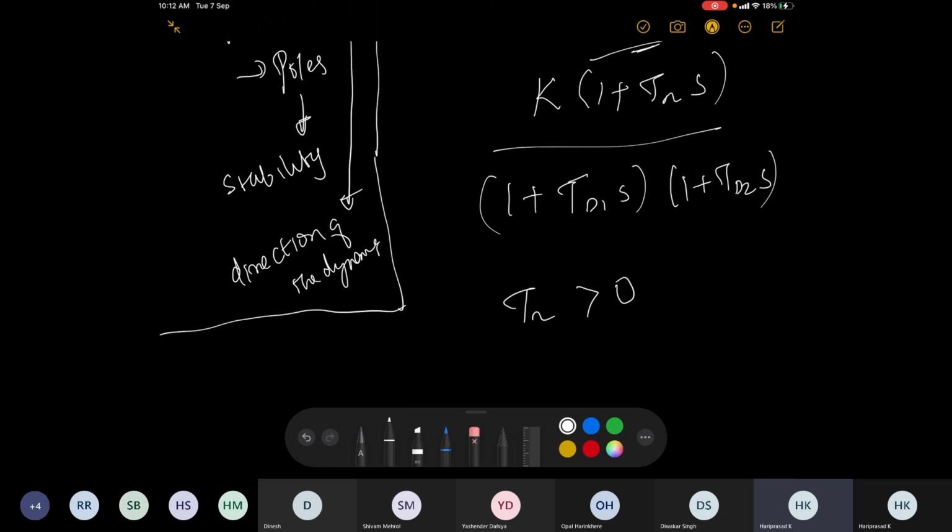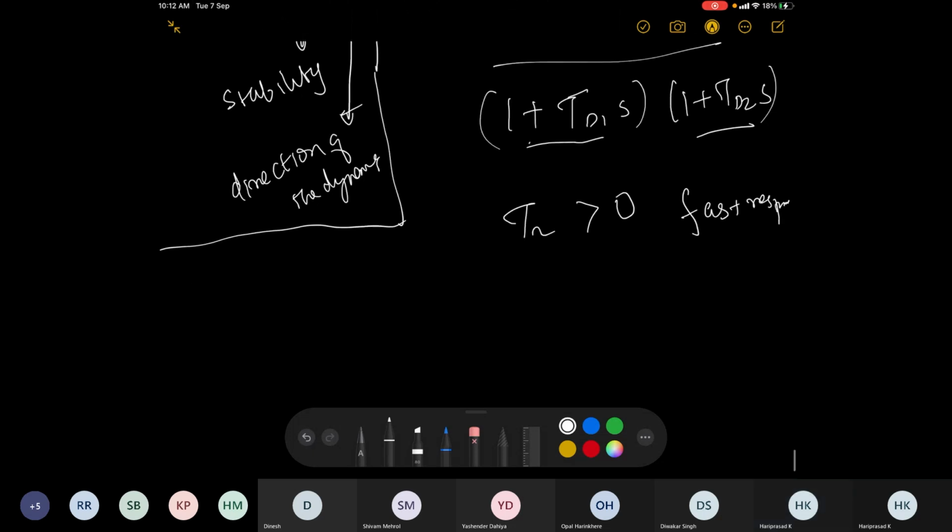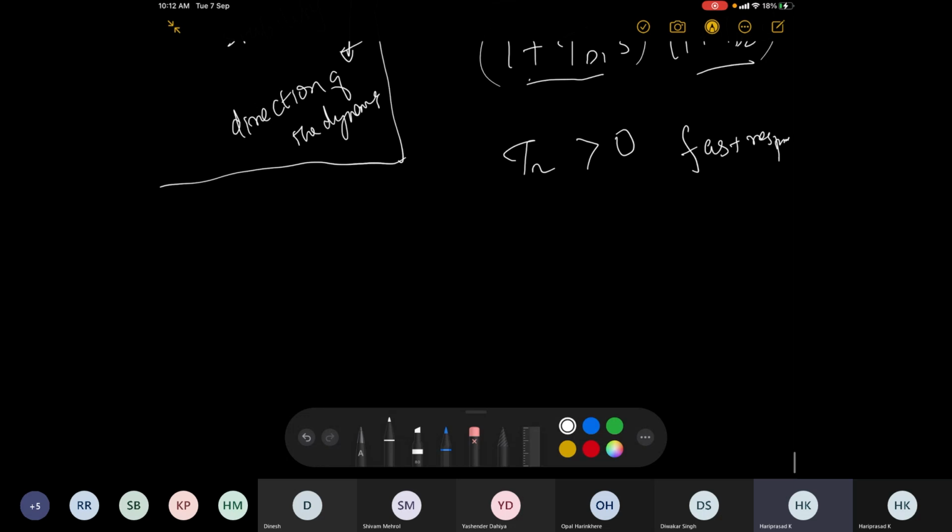Okay, you have to look at the form. We are writing in exactly the same form as that of the denominator, 1 plus some tau s. Okay, so in this particular form, if you're writing in something different like s plus, let's say a plus tau n s, then that's different. So if you're writing exactly in this form, the presence of tau n greater than 0 leads to fast response, which is a good thing, unless it becomes unstable.